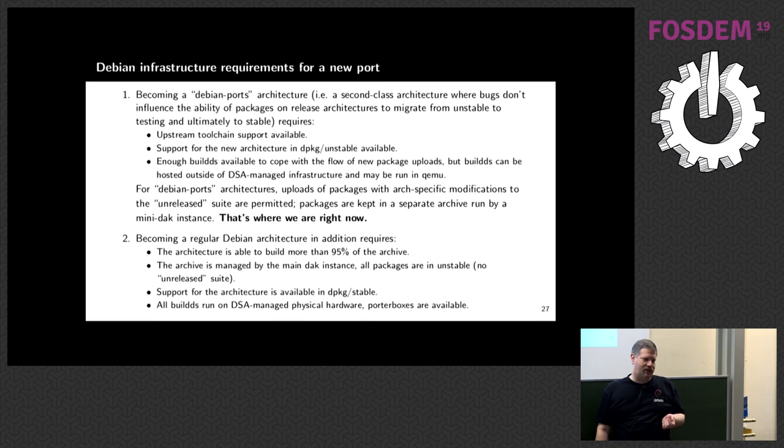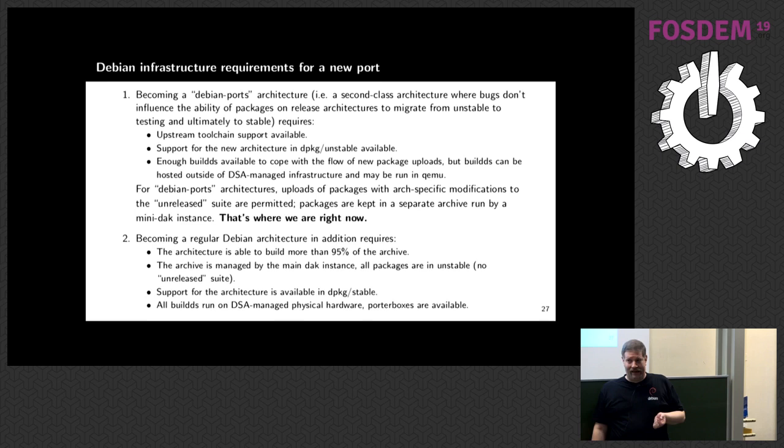Then for ports architectures, we have a bit more freedom. For example, the ports architectures have an additional suite in the Debian archive, which is called unreleased, which is allowed to carry architecture-specific patches, which are not in the main package source. This is only for temporary stuff. So the aim is to have unreleased empty. That's the final aim. But while we're working on that, there is some stuff which we currently can only keep in unreleased. So that's where we are right now.